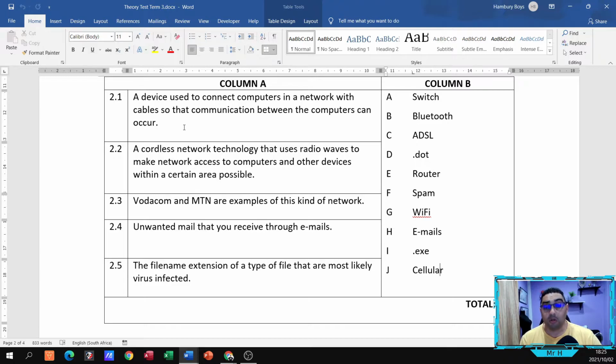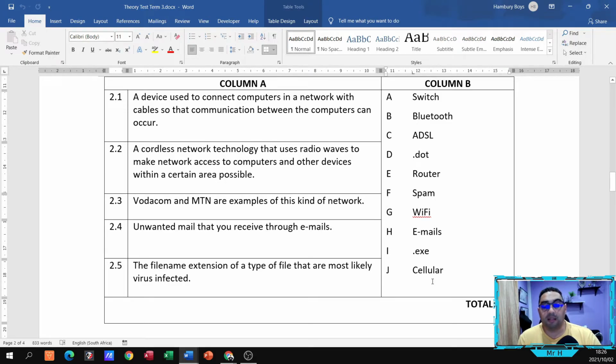2.2, a cordless network technology that uses radio waves to make network access to computers and other devices within a certain area possible. That is going to be G. That's going to be Wi-Fi. Okay, cordless network. We know we can connect with a number of devices when we're in a Wi-Fi zone. 2.3, Vodacom and MTN are examples of this kind of network. What do you think it is? It is our cellular network. Right, that's J, our cellular network.